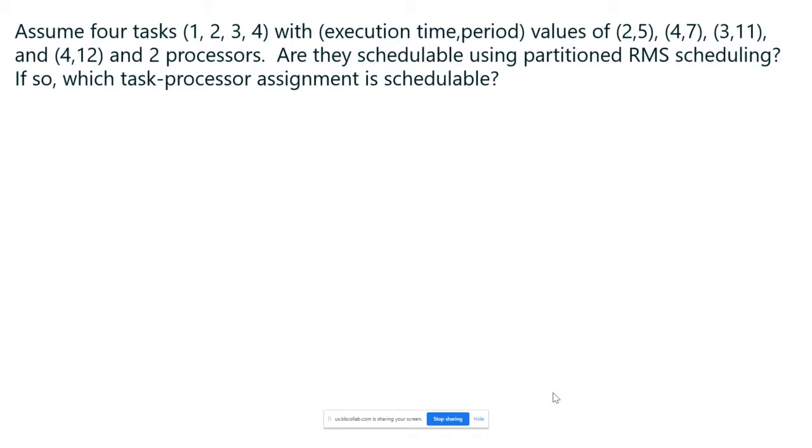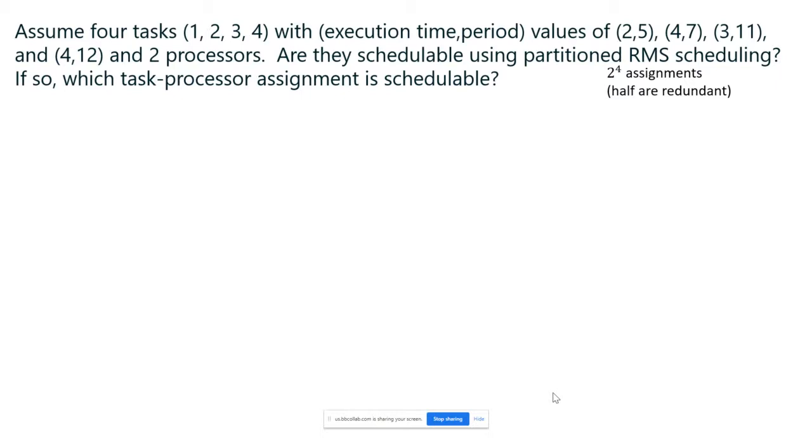Notice I said partitioned as opposed to global. So with partitioned scheduling, you basically have to decide which tasks are on which processor, and then you just do regular RMS scheduling. So in this case, there are 2 to the 4th power ways to assign these tasks to 2 processors.